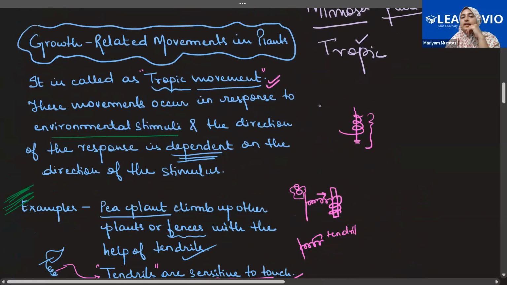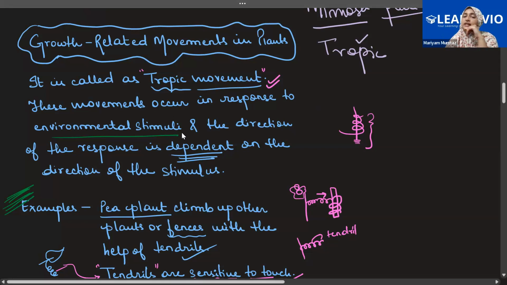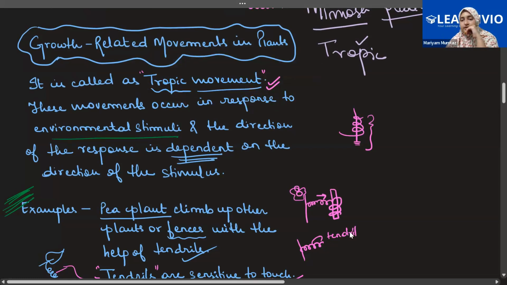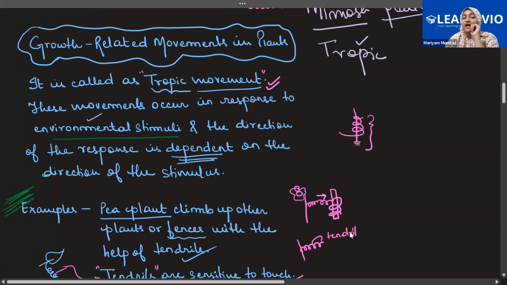Now comes the growth related movements. You can call them growth related movements, growth dependent movements, meaning here whatever response will be provided, it will be mostly dependent on or in the direction from where the stimulus is coming. Okay. The other name for the growth related movement in plants is the tropic movements. Just like how that was nastic, this is tropic.